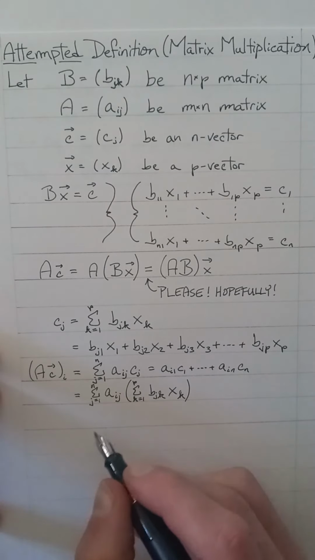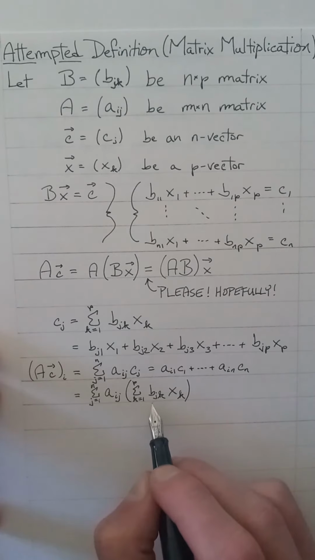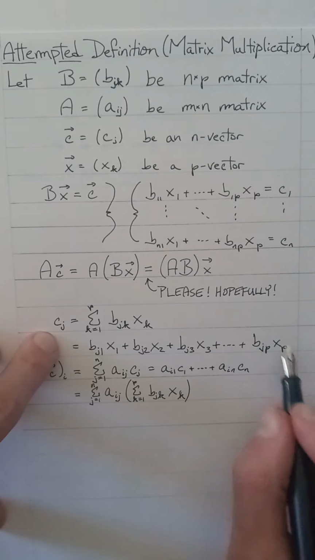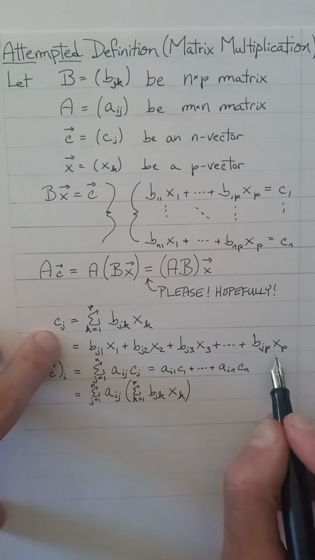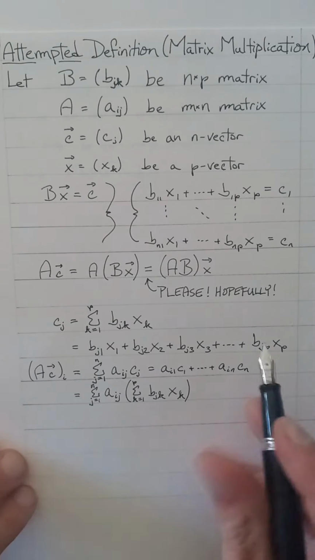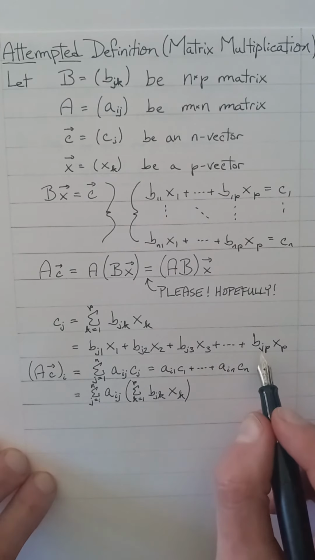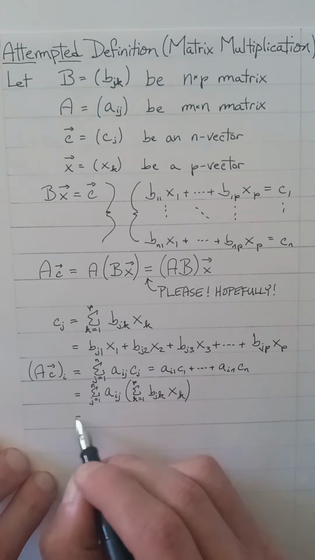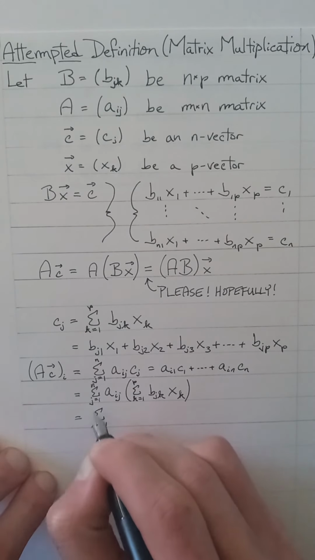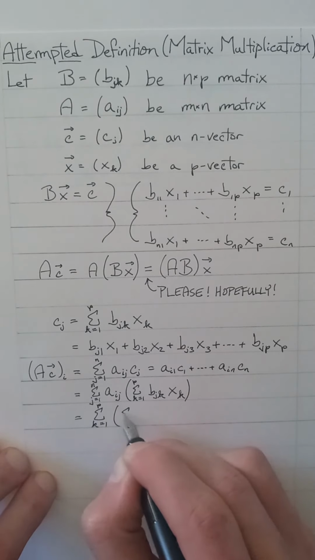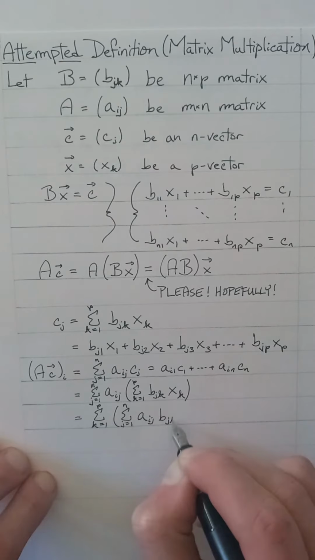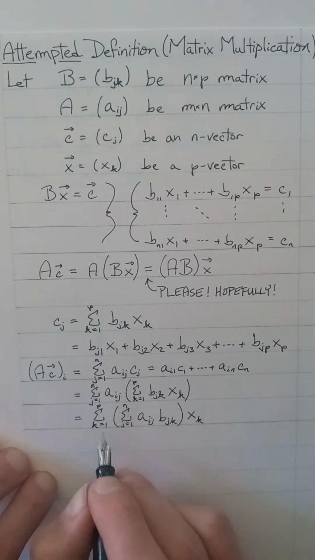Now, here is where it gets interesting, because c sub 1 just has this mess with j set to 1. c sub n has this mess, but with j set to n. And so you can do distributivity and then reorder things to make them coefficients of the x. And that is the same as summing from k is 1 to p of the sum over j is equal to 1 to n, aij bjk of x of k. So that was pretty quick.